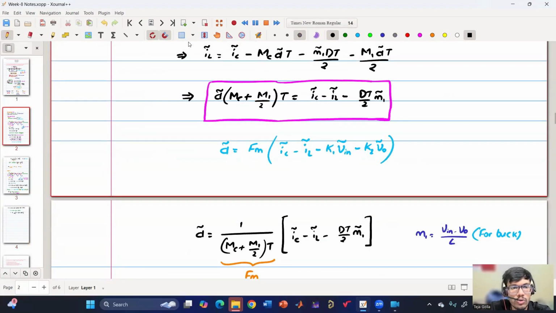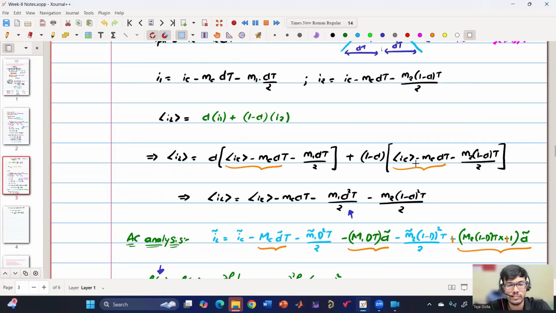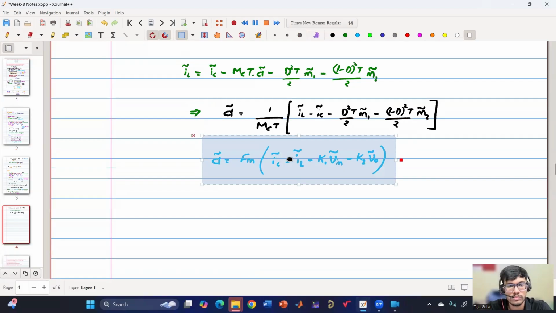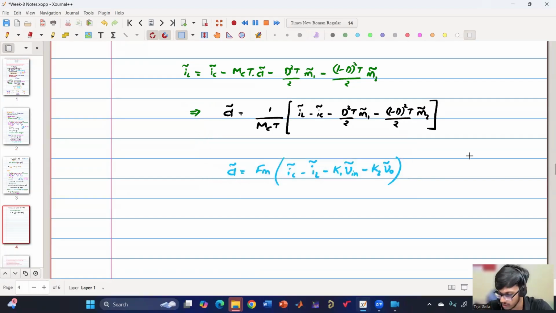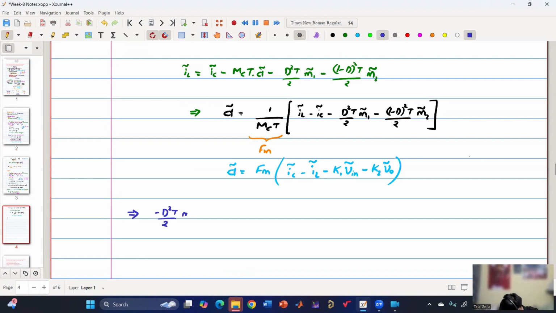Again, if I want to generalize in this form, then this will be my Fn. Now I have to find K1 and K2. So now what I will do is I will consider minus d square t by 2 into m1 perturb, minus 1 minus d square t by 2 into m2 perturb.